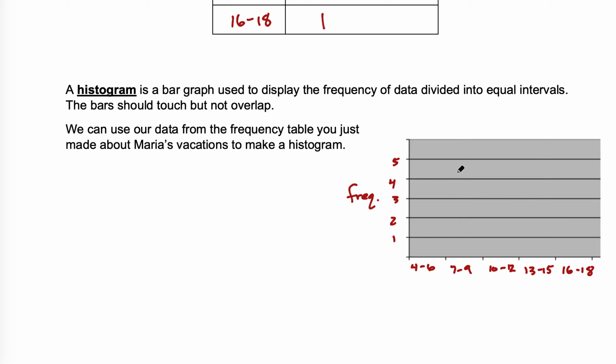And my first bar is going to be 5 high because Maria had 5 vacations that were 4 to 6 days. And then it was 4 vacations that were 7 to 9 days. And then 3, 2, and 1. And then this would be the histogram that matches up with that frequency table.